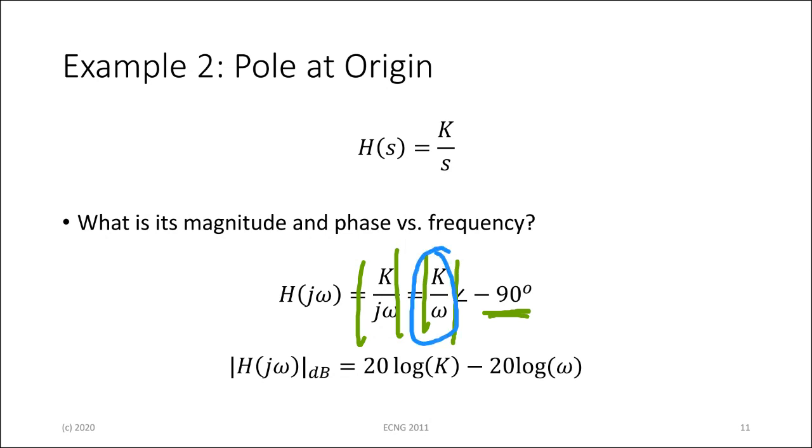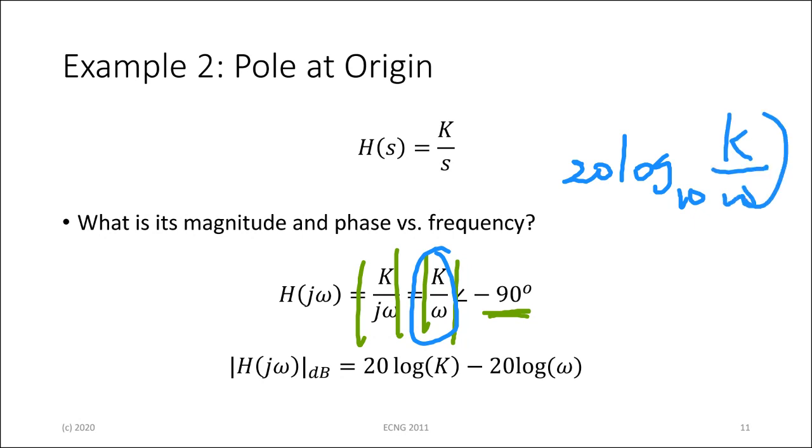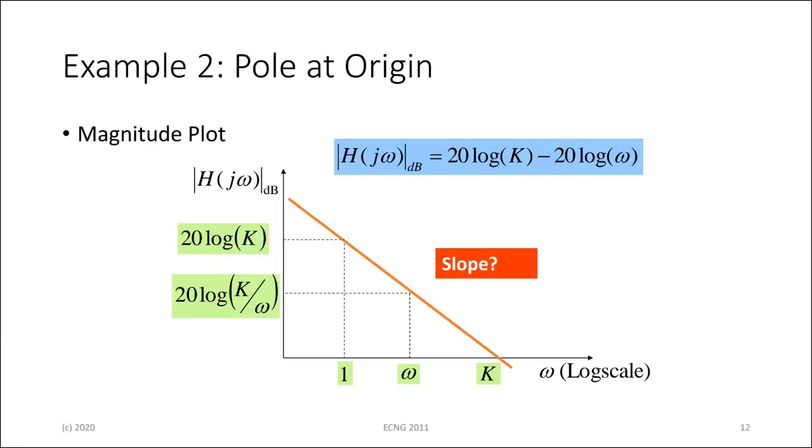If I take this bit, which is the magnitude plot, and convert that to decibels, it's 20 log of K over omega, which is 20 log K minus 20 log omega. Yeah? So if you put that now on a line, on my log scale, 20 log K minus 20 log omega.